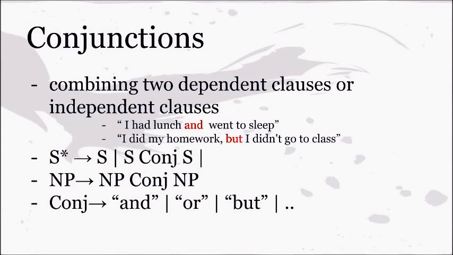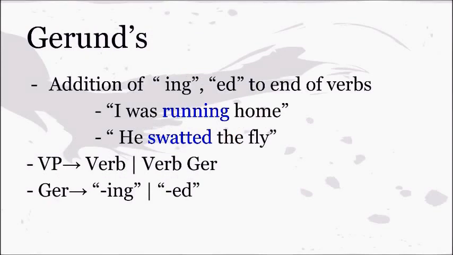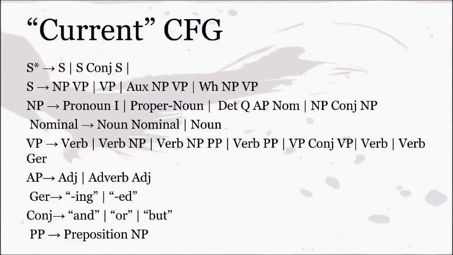Conjunctions, which are words like and, or, complicate things further, as they allow the combination of independent and dependent clauses. In terms of our CFG, this would be the combination of the sentences, which are S, and the noun phrases and verb phrases, which are NP and VP. And our final example, gerunds. Gerunds are the endings to verbs like -ing and -ed. These can be tacked on to the end of the verb terminals. After adding these few English grammar concepts to our CFG, we get this.